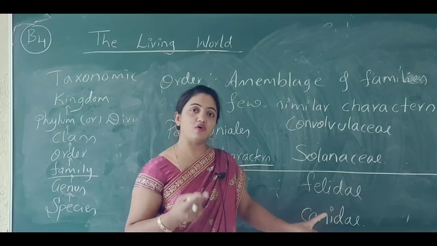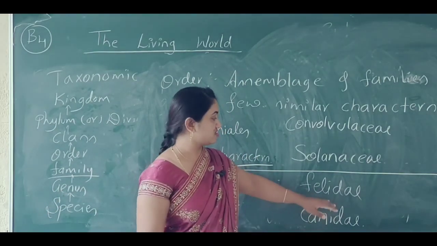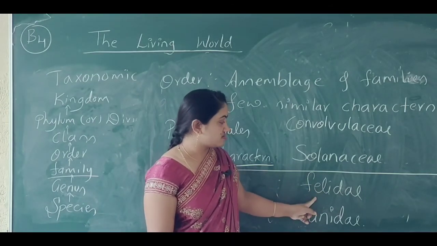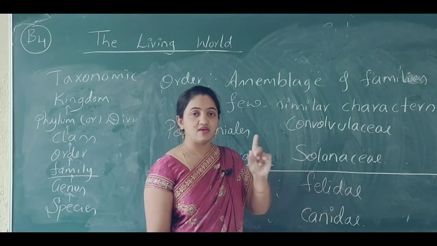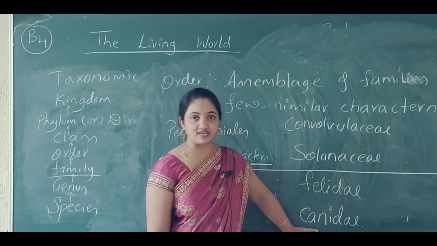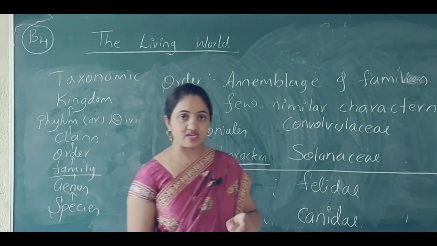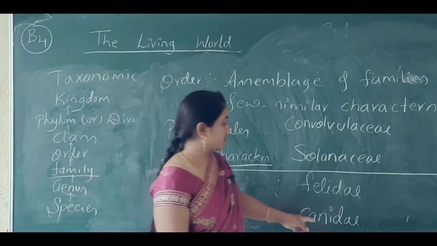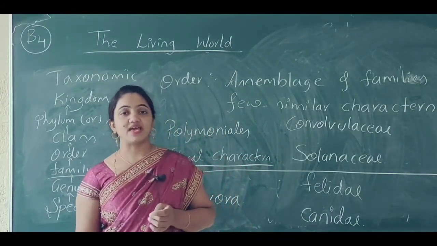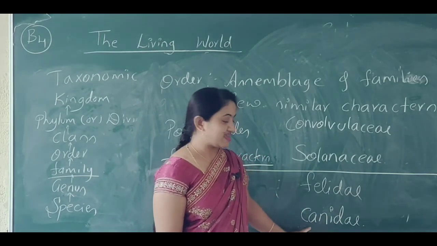Felidae, if we recall the family here, includes the big cats, roaring cats and domestic cats. And with that, we have one more family with a smaller number of similar characters, that is Canidae. If you remember in the first session of this living world, I wrote the scientific name of dog. What is that? Canis lupus. Yes, my dear students, dogs come under the family Canidae.